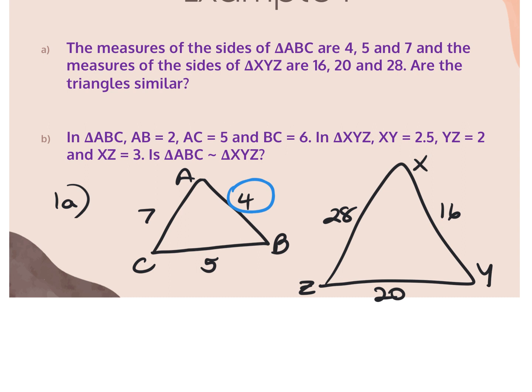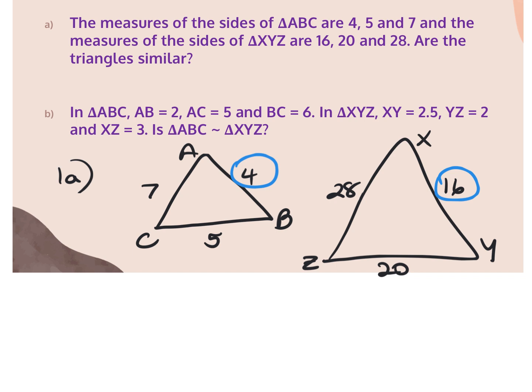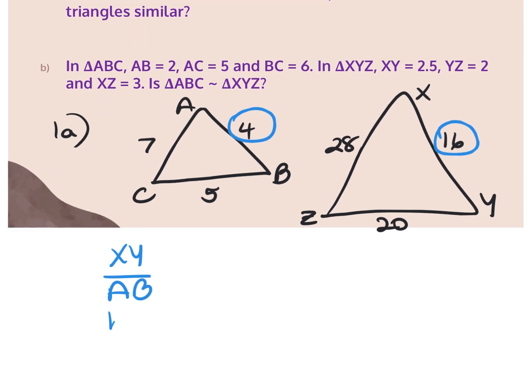out of the 4, 5, and 7 is the 4. And then I'm going to look for the smallest number in the XYZ triangle, which is the 16. So I'm going to show that XY is going to be proportional to AB, because this one has 16 and 4, the two smallest numbers, 4 to 1.